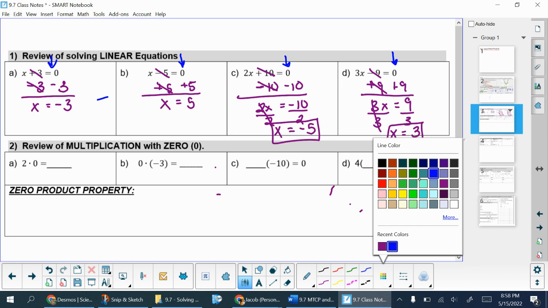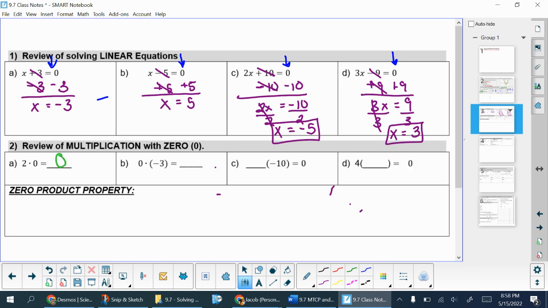So, pick a different color here. If I take 2 times 0, I get 0. If I take 0 times negative 3, I get 0. Now here I'm asking the question, well, what times negative 10 will make a 0? Well, I can always multiply by 0 and get 0. In fact, that's the only thing I can multiply by there. And then 4 times what equals 0? Well, 4 times 0 equals 0.